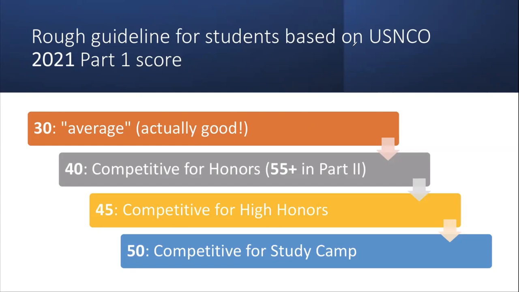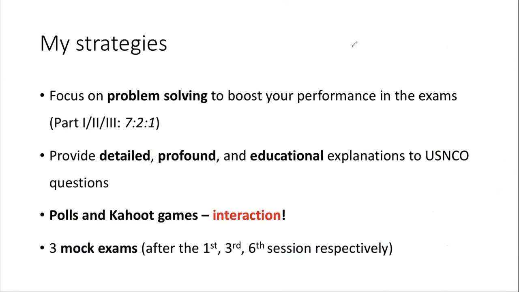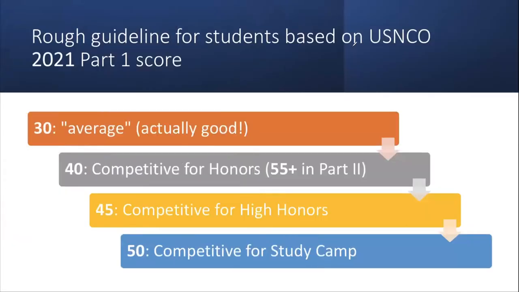45, right. At the next level, it will be competitive for high honors, but obviously there is also a cutoff for your part 2 to get into the high honor. And 50, as I mentioned, from part 1 itself is already in the top 20, right? So it's competitive for the study camp. So if I got a 40 plus 55, that would probably be an honor? Yeah. Okay. That is in 2021.